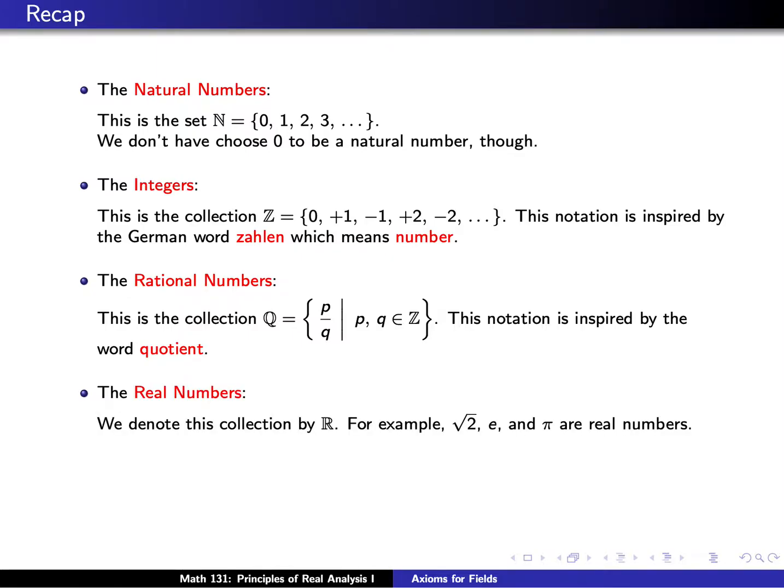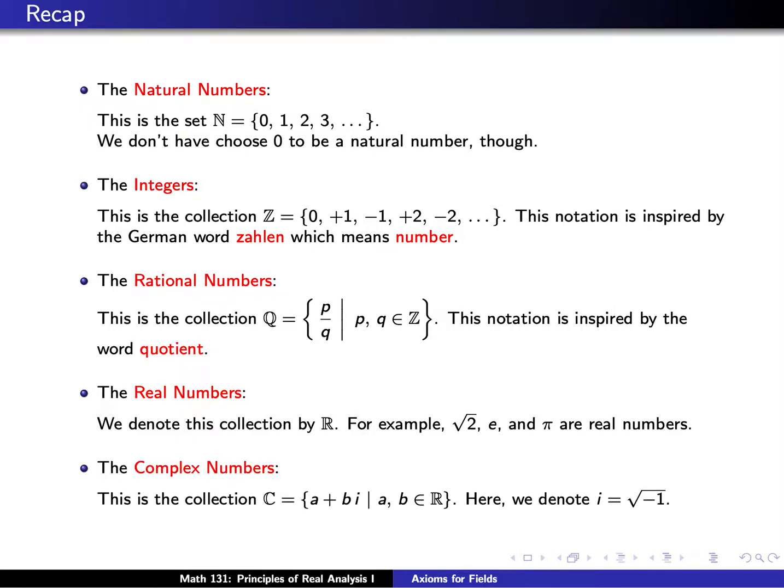Next, we have the real numbers that we'll denote by bold letter R. We're going to eventually come back and try our best to rigorously define what a real number is. And finally, we have the complex numbers denoted by the bold letter C. Again, we'll come back and rigorously define what a complex number is.